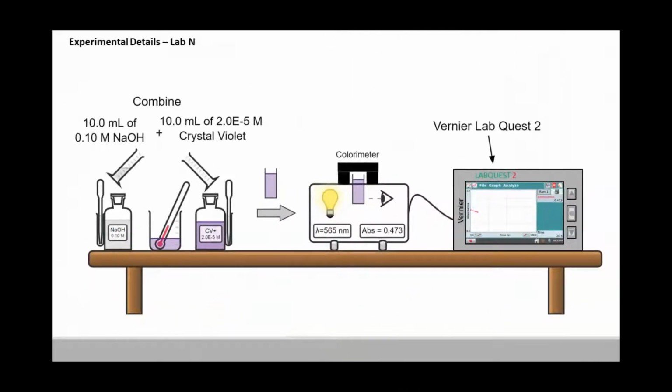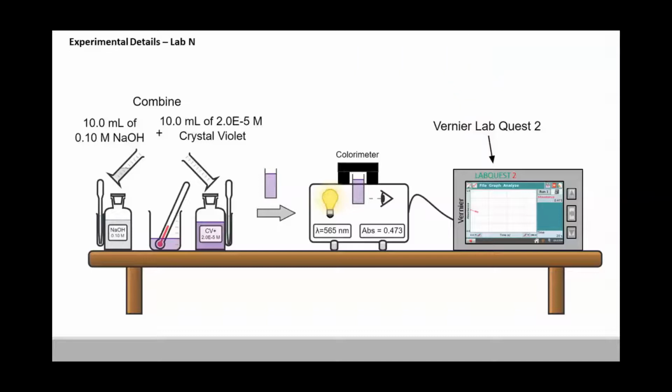The experimental setup is shown in this diagram. 10 milliliters of 2.0 times 10 to the negative 5 molar crystal violet solution is added to a beaker. The temperature is recorded. The reaction is initiated by adding 10 milliliters of 0.1 molar NaOH. A cuvette is rinsed once and then filled with the reaction mixture. It is quickly transferred to the colorimeter. Continuous absorbance readings as a function of time are recorded on the LabQuest 2 screen.